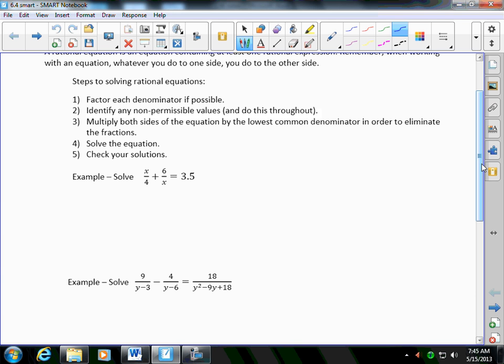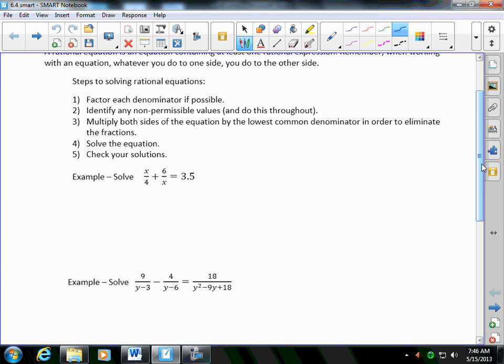So it says steps to solving rational equations. Factor each denominator if possible. Identify any non-permissible values and do this throughout. So what that means is if you're doing a division question, then you make sure you do it for the denominator before you divide, and then you do it for the denominator after you multiply by the reciprocal, or you do that flip. Multiply both sides of the equation by the lowest common denominator in order to eliminate the fraction.